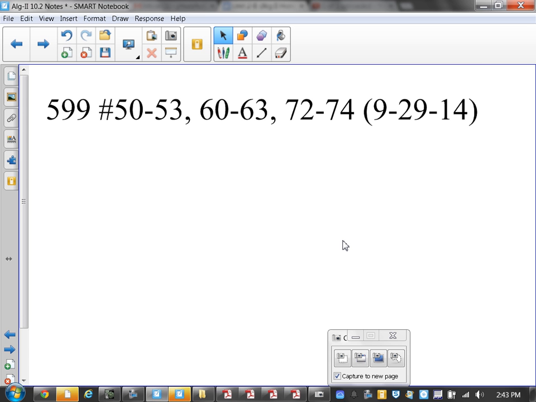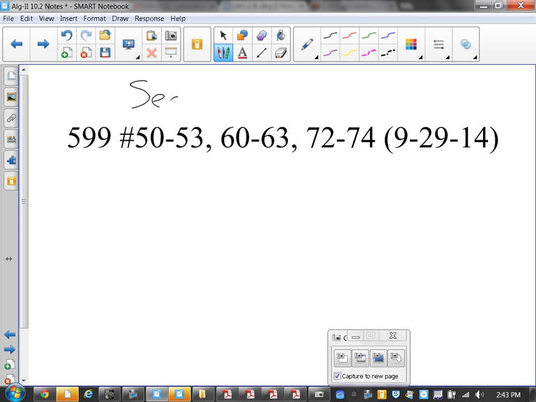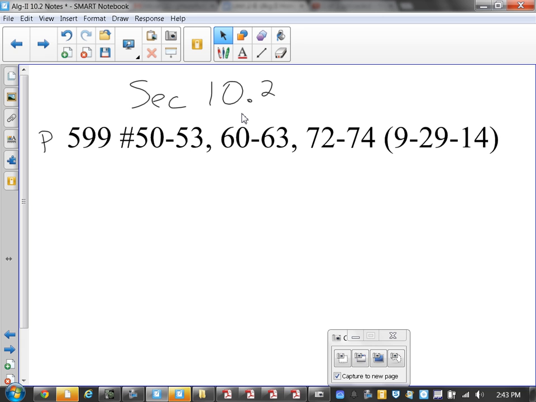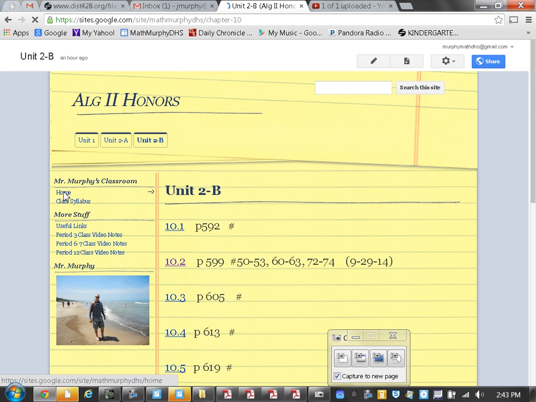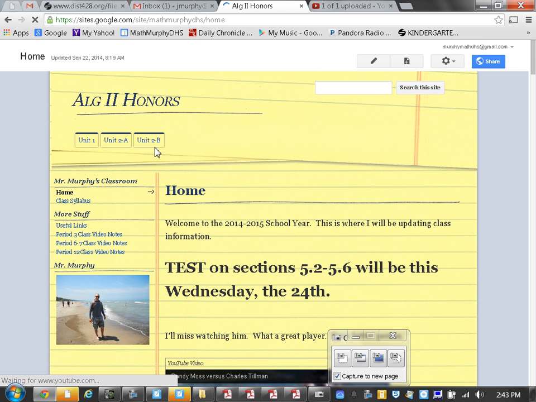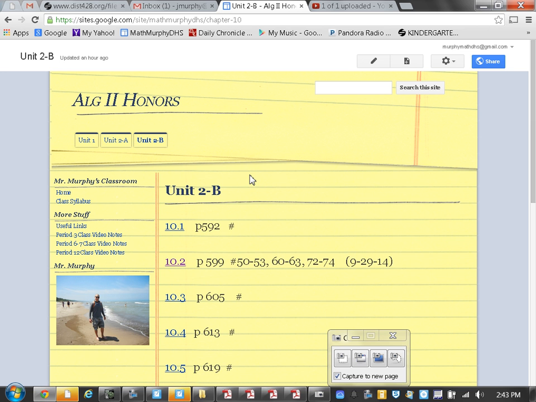All right. This is section 10.2. Now, on the website, I created a new tab up on top so you can see it. I called it the secondary tab since we're still in our quadratic unit. I called it 2A. If you're on the website, right where it says Unit 2B, click that, and then the Chapter 10 stuff pops up, okay? And there's your stuff.